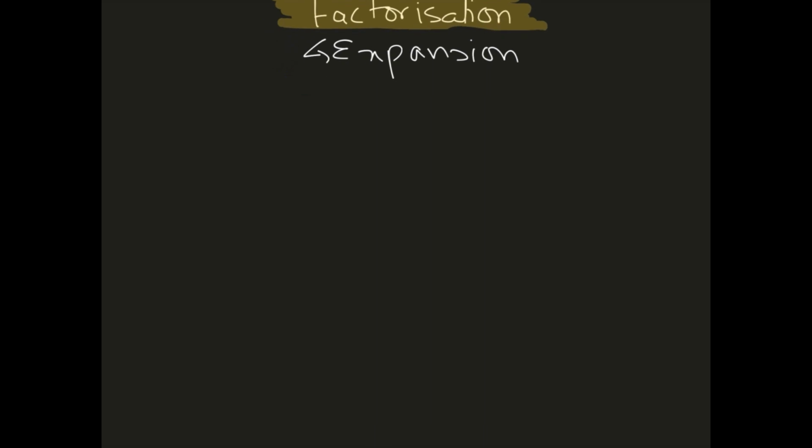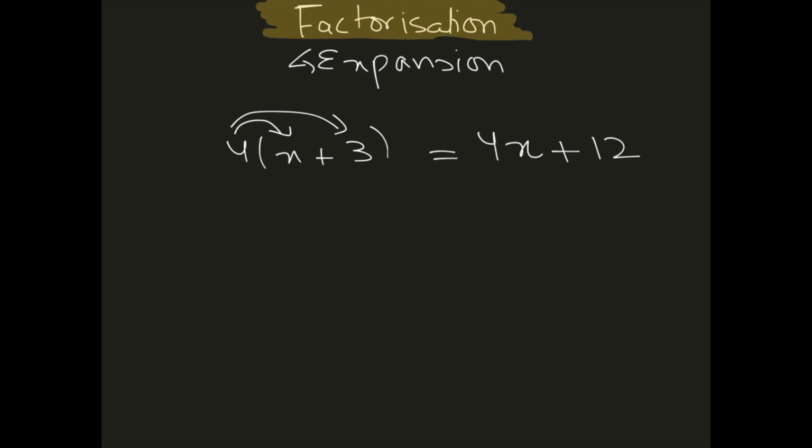Expansion is basically when you expand the bracket. So for example, if I had 4 times (x plus 3), you multiply the 4 with this first and then with this. So you have 4 into x is 4x plus 4 into 3 is 12. So you expanded the bracket, right? When you go in this way, this is called expansion. But when you go in the opposite direction, this will be called factorization.